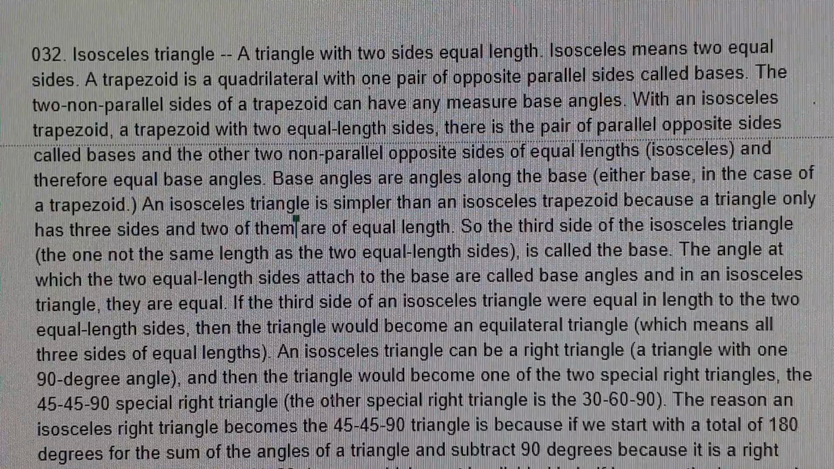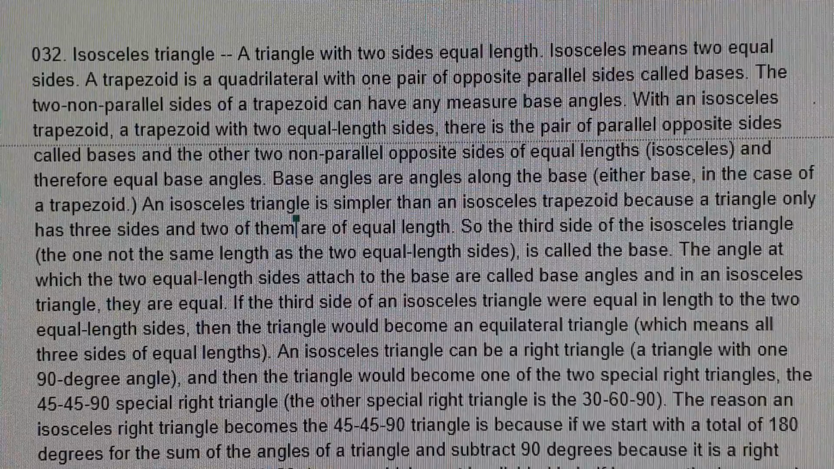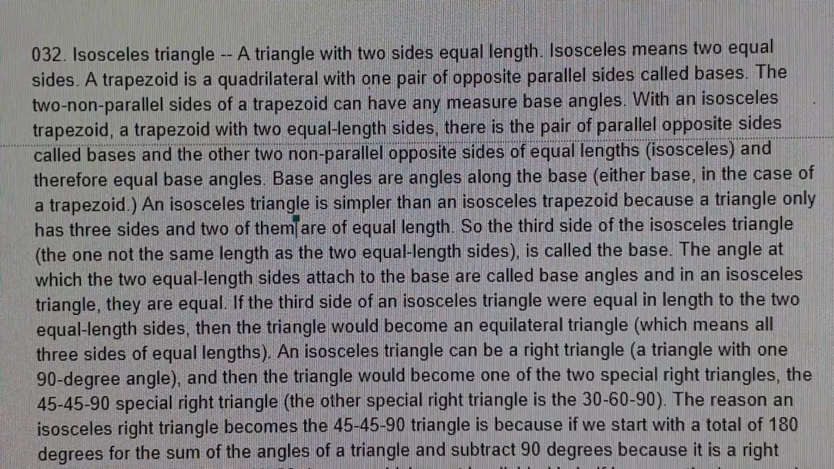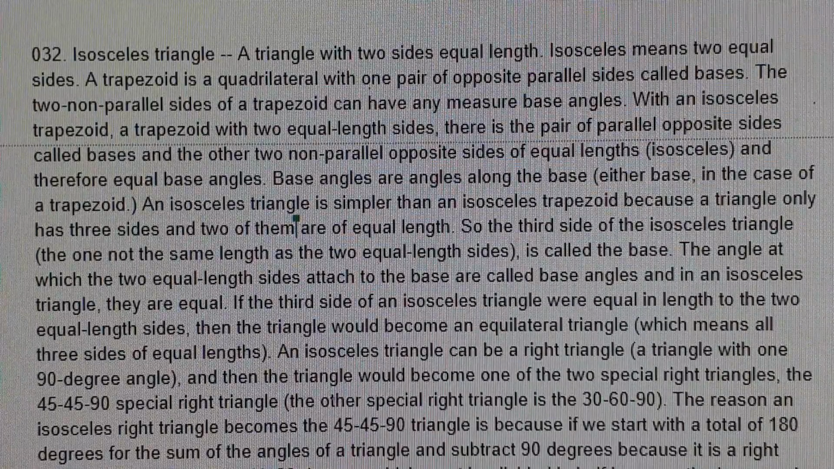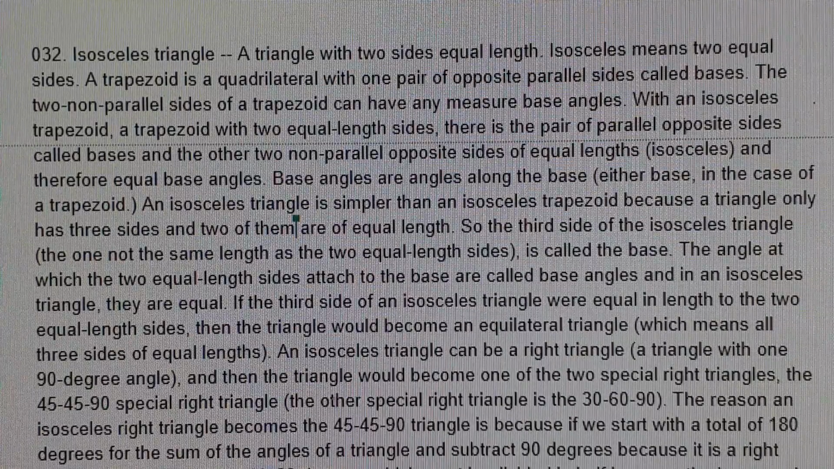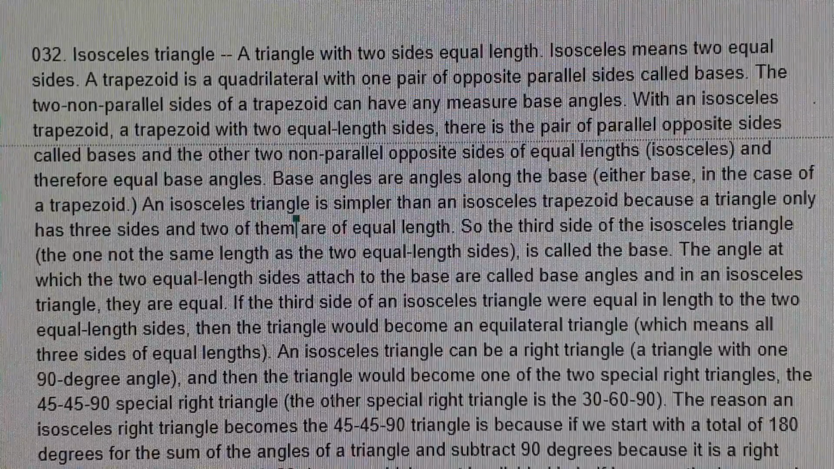With an isosceles trapezoid, a trapezoid with two equal length sides, there is the pair of parallel opposite sides called the bases, and the other two non-parallel opposite sides of equal lengths (isosceles), and therefore equal base angles. Base angles are angles along the base (either base in the case of a trapezoid).